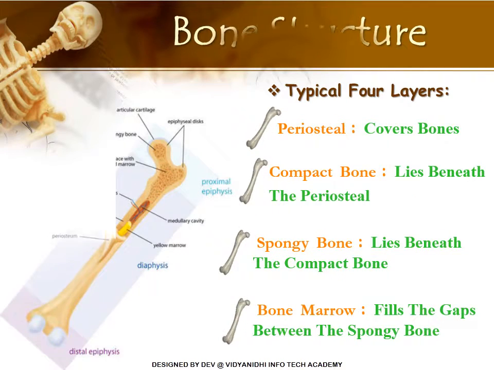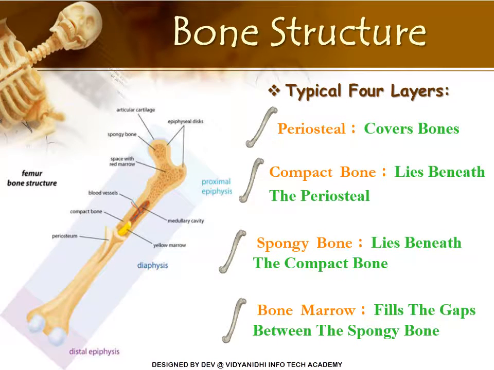Bone structure. There are typically 4 layers. Periosteum, it covers the bone. Compact bone lies beneath the periosteum. Spongy bone lies beneath the compact bone, and bone marrow fills the gap between the spongy bone.